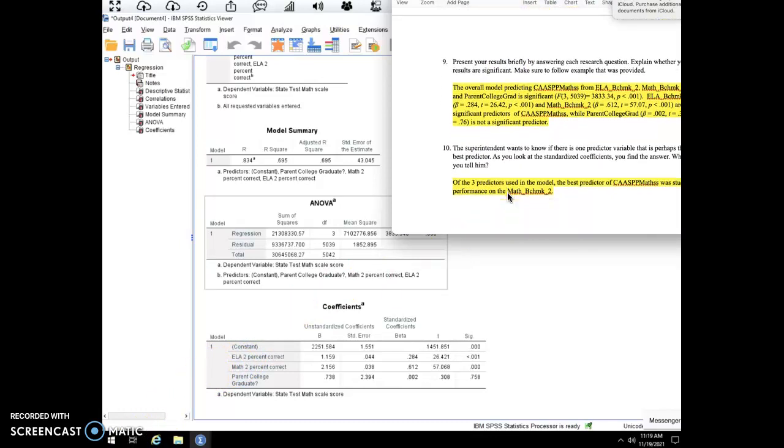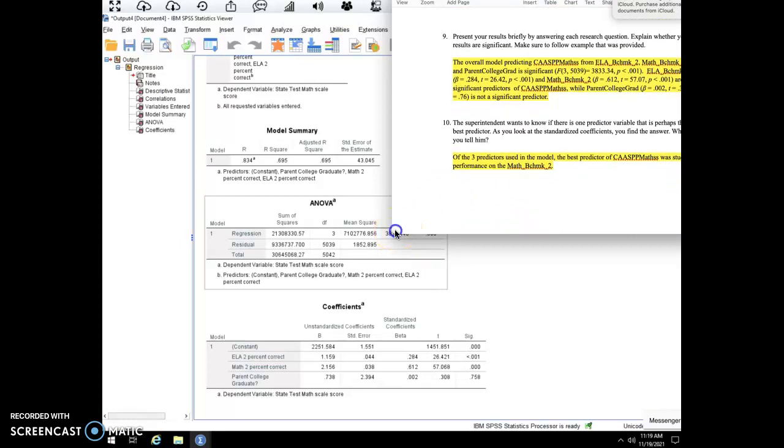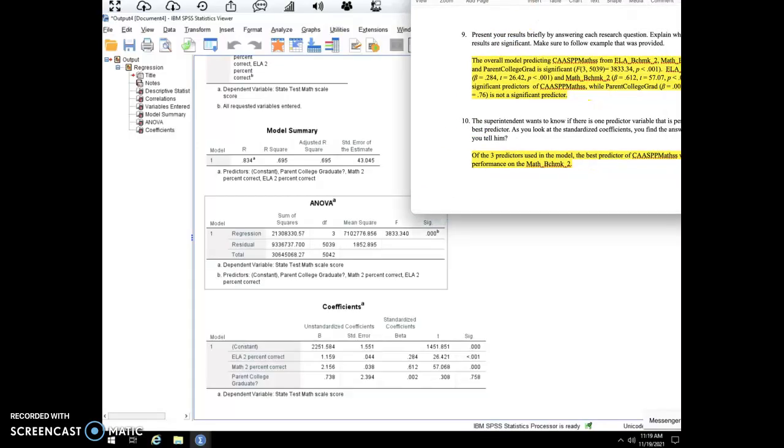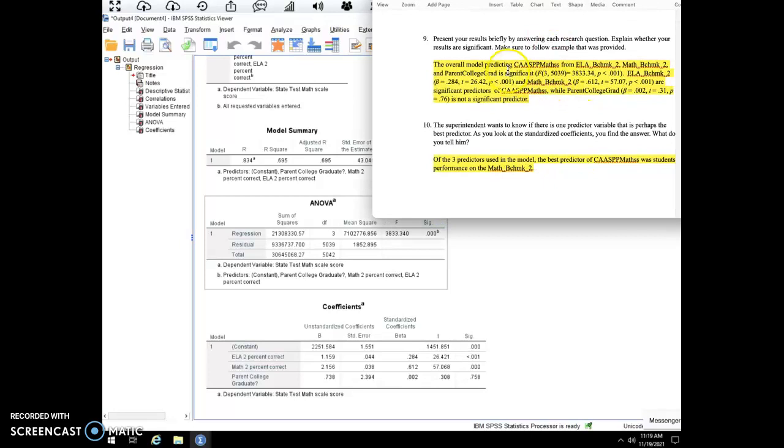The write-up portion asks for a couple things. Let's move this over so we can see all of it. So we're going to ask that the overall model predicting the state tests from our 3 independent variables, ELA benchmark, math benchmark, and college grad, is significant. We find that here because the significance in the ANOVA table is less than 0.05.